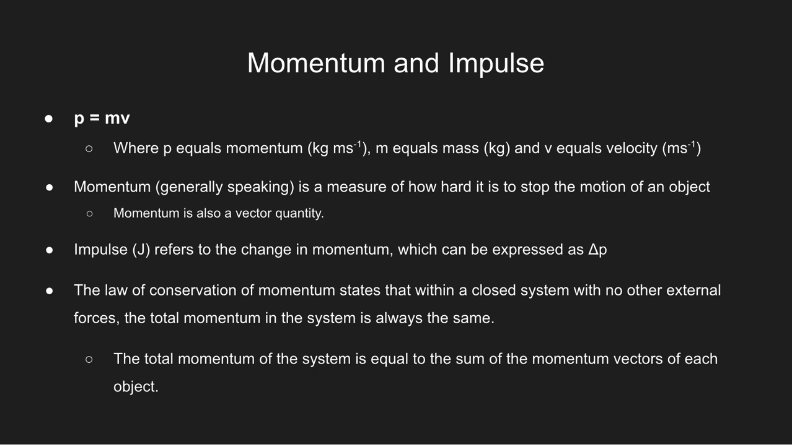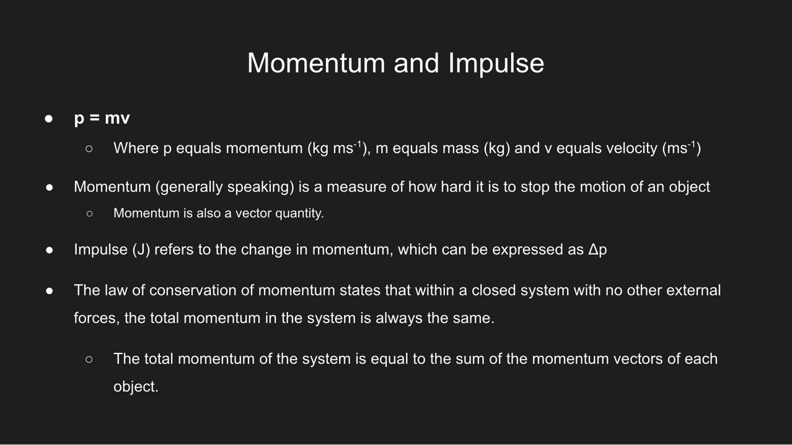Generally speaking, you'll never have to define it, but a definition is just a measurement of how hard it is to stop the motion of an object. Remember that momentum is also a vector quantity, which means there's a direction to it. It can be positive or negative. Impulse, written as J, refers to the change in momentum, or delta p, the change in momentum.